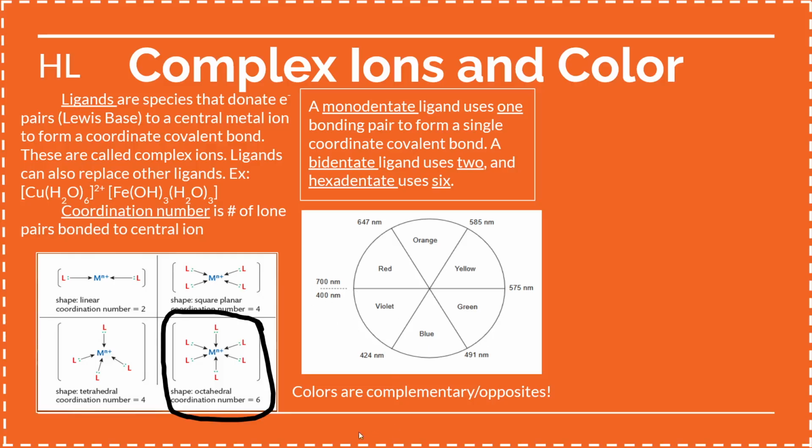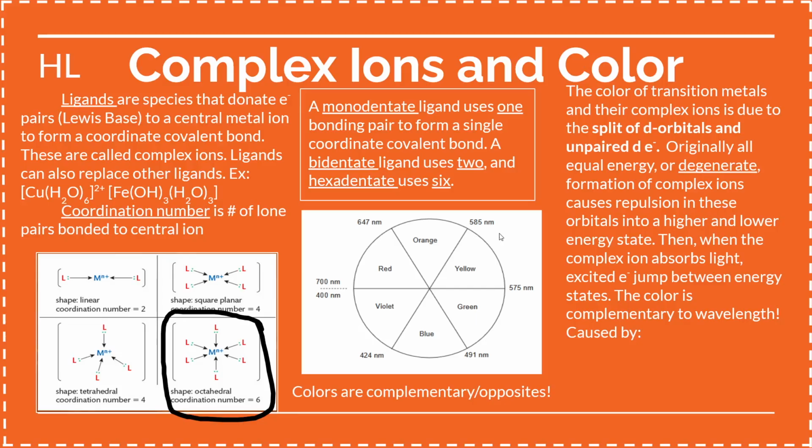So remember that. Colors are complementary or opposites on the color wheel, which means that if you see something that appears yellow, it's going to actually be absorbing violet light. So the color of transition metals and the complex ions is due to the split of d orbitals on unpaired d electrons.